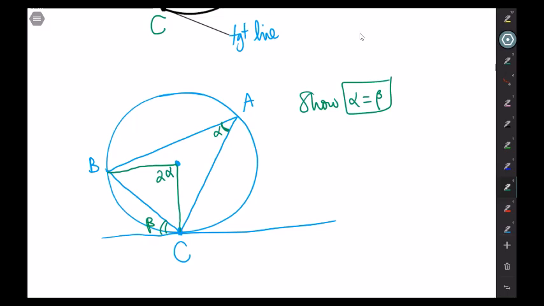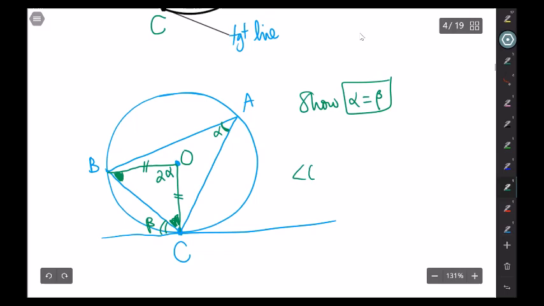We have some isosceles triangle, yes. This triangle is isosceles because this is the center of that circle. OB and OC are the radii. So necessarily we can easily measure these two angles. Can you tell me what those two angles measure? Angle OBC measures what?